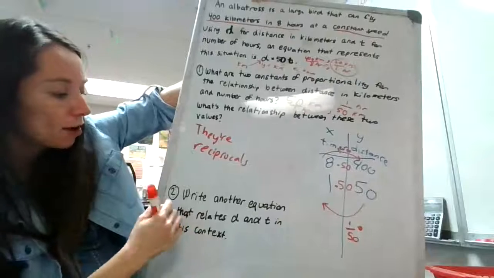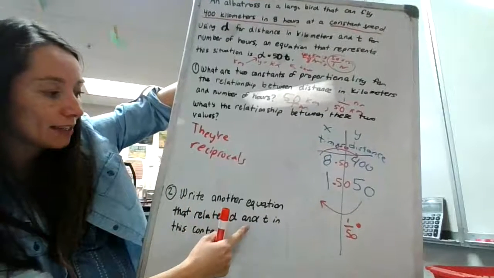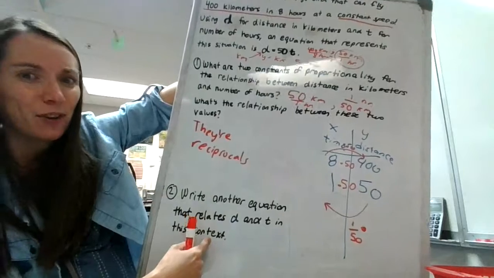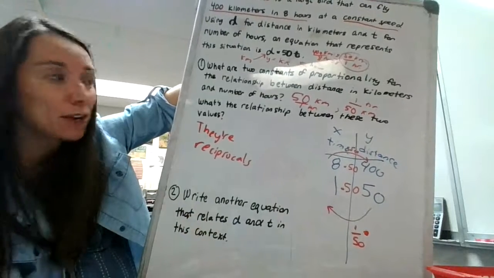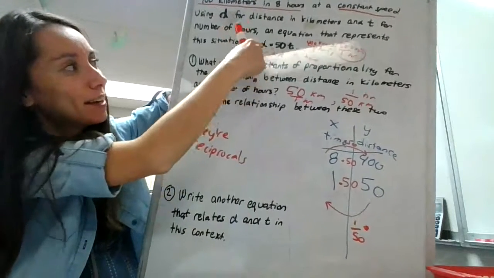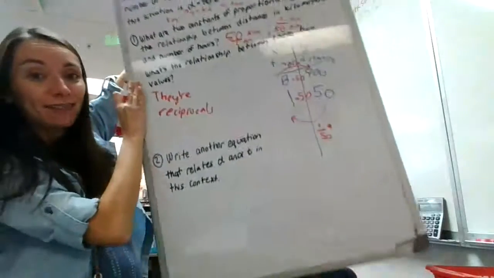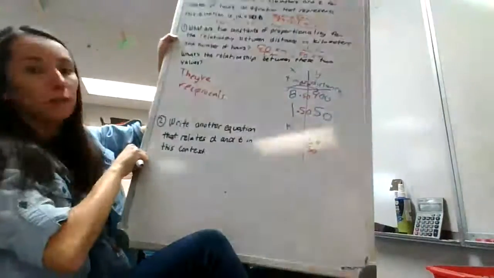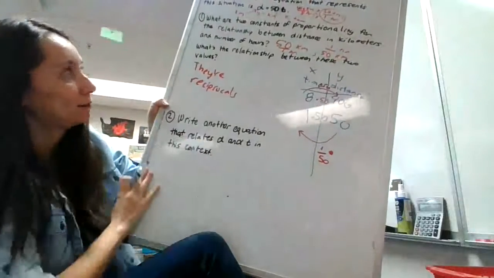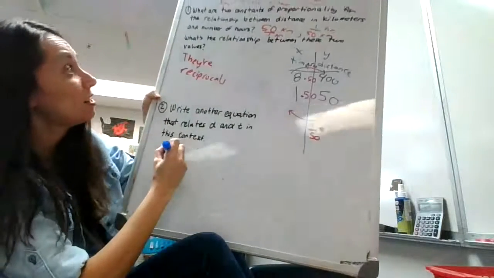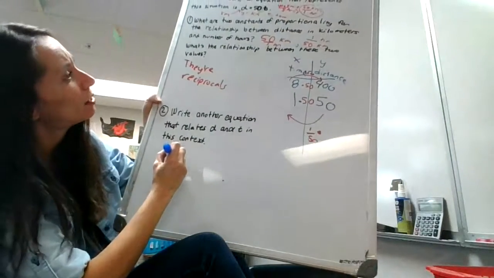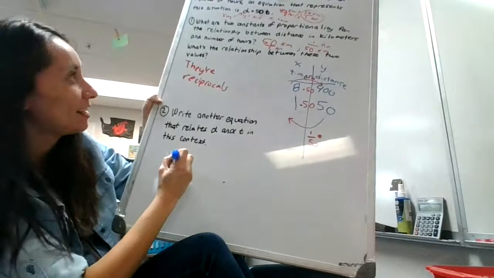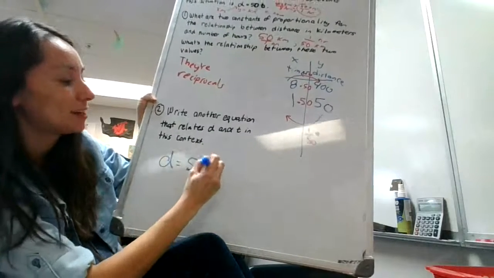Okay, write another equation that relates D and T in this context. If you're wondering what the other equation was, they gave it to us, remember? Right up there. So the first equation that they totally gave to us was D equals 50 times T.